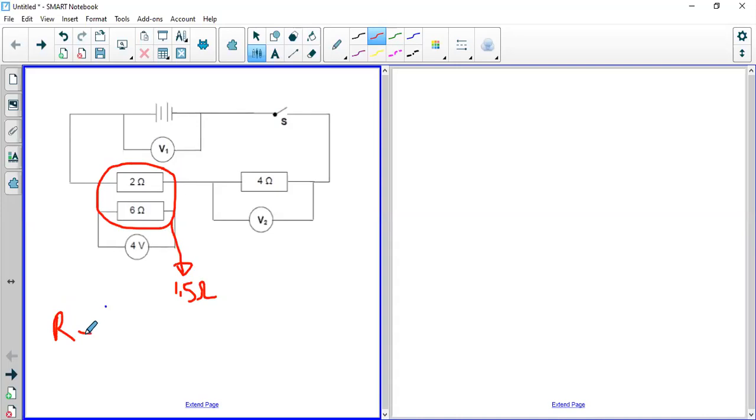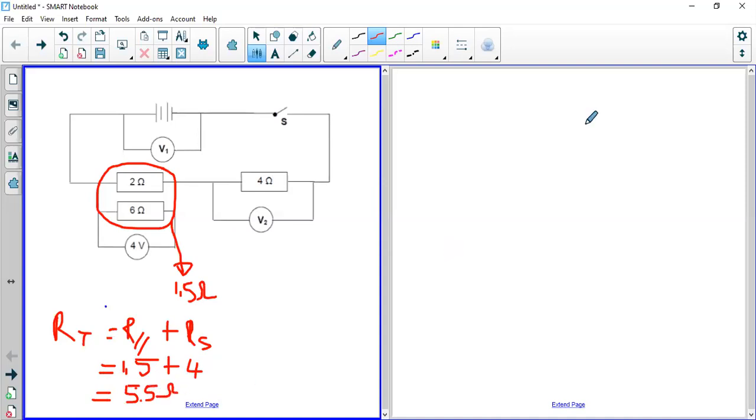R total is going to be equal to R parallel plus the R that is in series there, R series, which is going to be equal to 1,5 plus the 4. I'm talking about this one that is in series here. So plus the 4. So our answer becomes 5,5 ohms. That's the total resistance, 5,5 ohms.